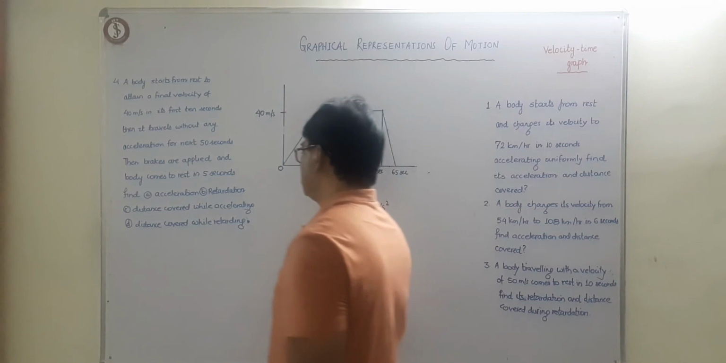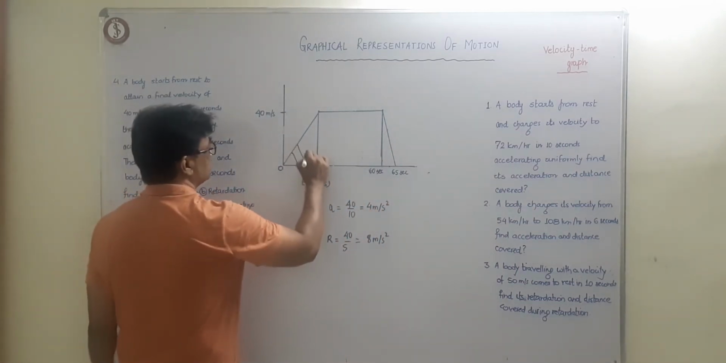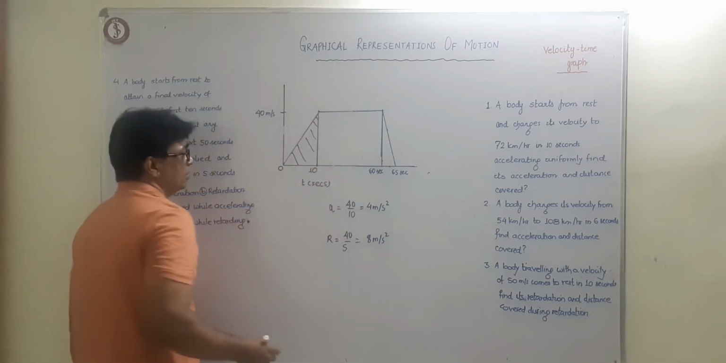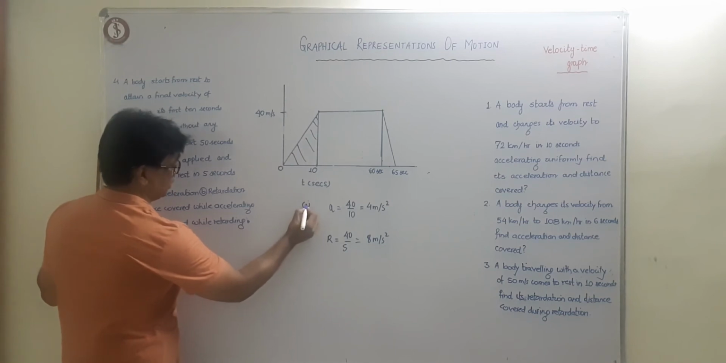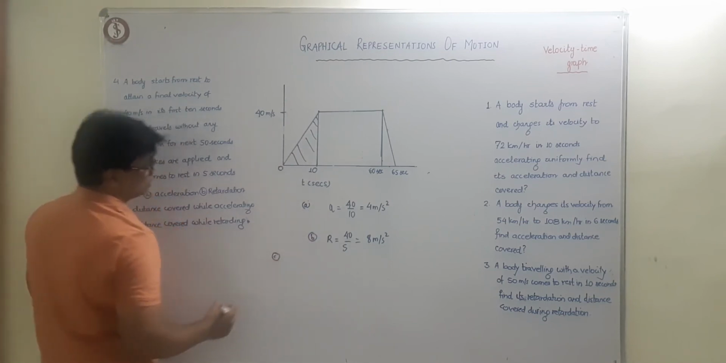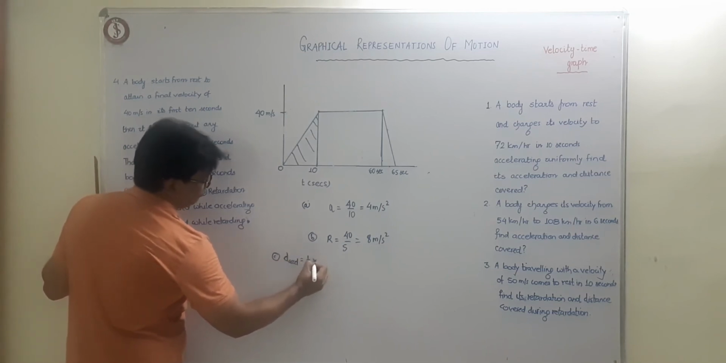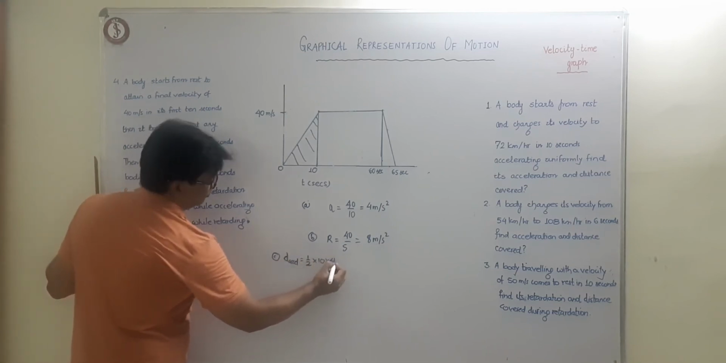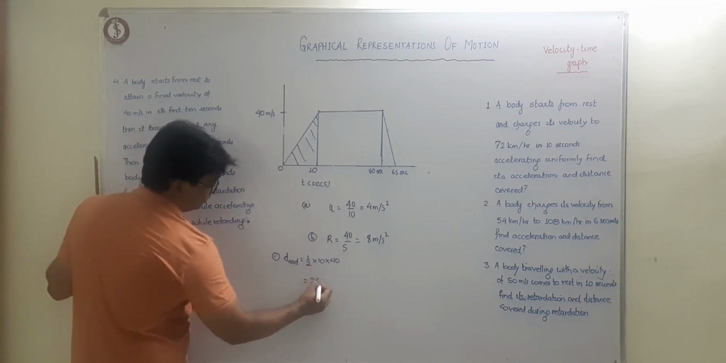Now they are asking what is the distance covered while accelerating. So only this part area you take out, because the area of the graph gives distance covered. So this was the first part A, this was the B part answer, then C part will be distance covered while accelerating, which will be half base 10 into height 40. So this will be 400 by 2, 200 meters.